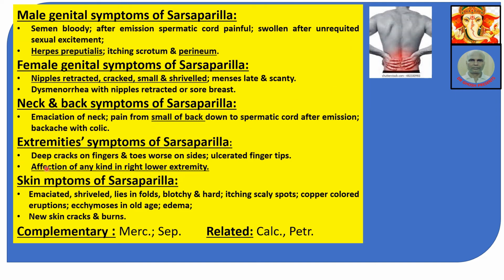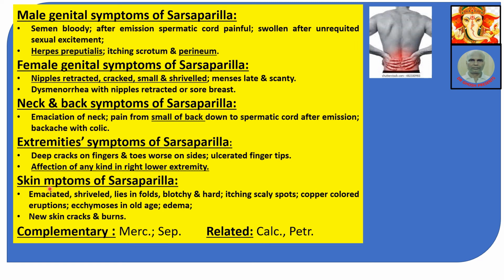Extremity symptoms of sarsaparilla. Deep cracks on fingers, toes, worse on site. The pictures have already been shown in the journals, physical journal symptoms. The same thing comes here because it is also skin symptoms or extremity symptoms. Ulcerated fingertips. Affection of any kind in right lower extremity. This is a very, very important line. Affection of any kind, right lower extremity. Sarsaparilla has a very, very good affinity for this region also. Right lower extremity, that is right leg, and nipples.